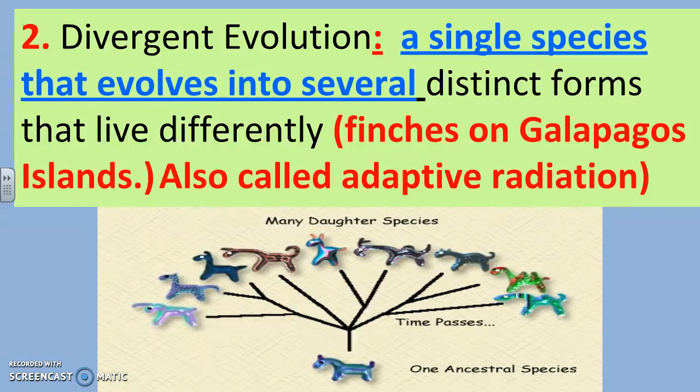All right. The second pattern of evolution is called divergent evolution. And divergent evolution is when a single species evolves into several different forms. And this is number 48 on your sheet. And Darwin's finches are an example of that. This is also called adaptation.